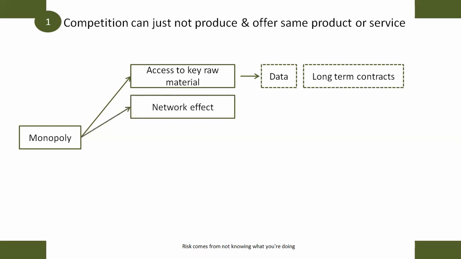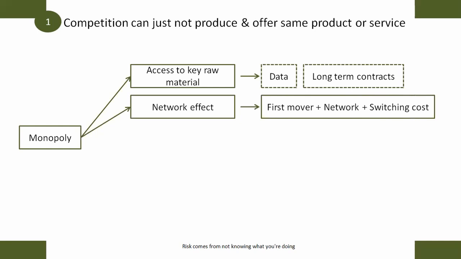The second is network effect. As a network keeps on growing, it becomes more and more valuable to existing as well as new customers. Network effect normally works when the company is a first mover and the network gets built, for example Facebook, and then there should be a switching cost. Otherwise, if people are able to switch easily, then it may or may not last.